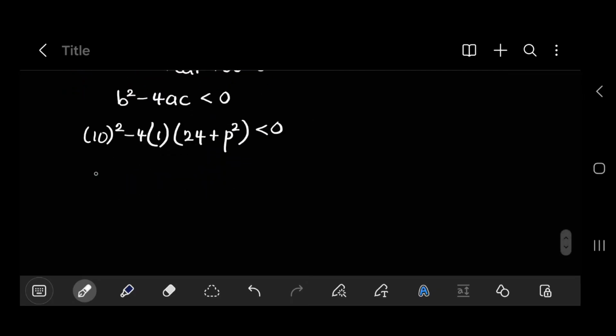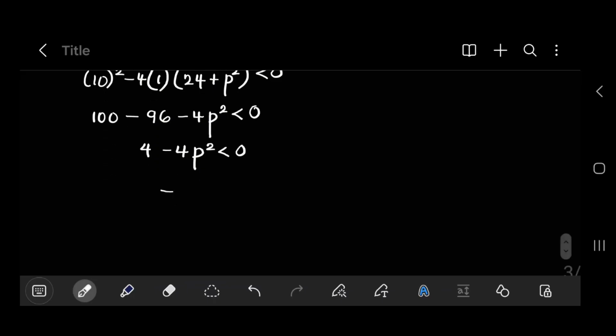Now let's simplify. 10 squared is 100. Negative 4 times 1 is negative 4. Multiply that by 24. That will be negative 96. And negative 4 times positive p squared is going to be negative 4p squared. Let's gather like terms. We've got 100 minus 96, which is 4. Now let's take the 4 over to the right-hand side. When it goes over, it becomes negative 4.